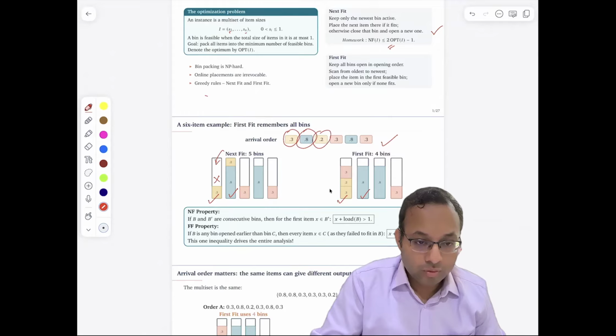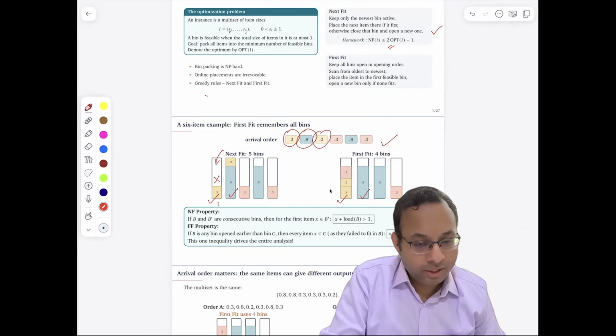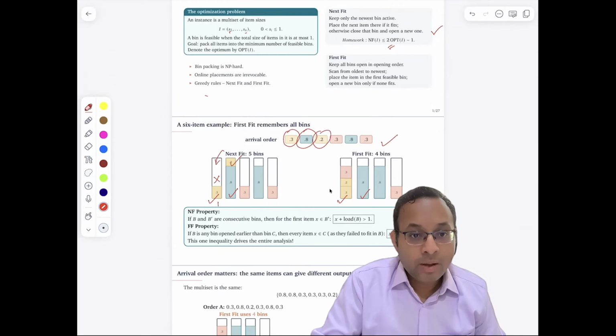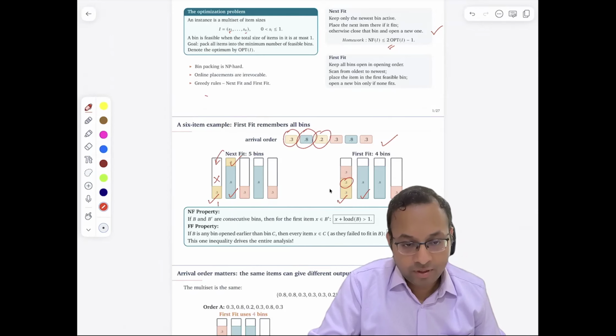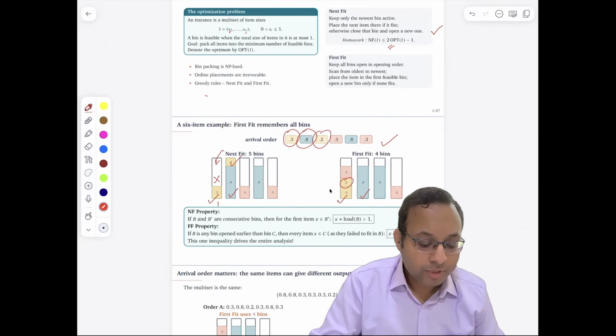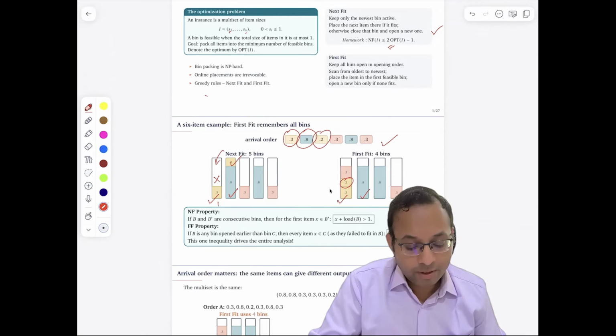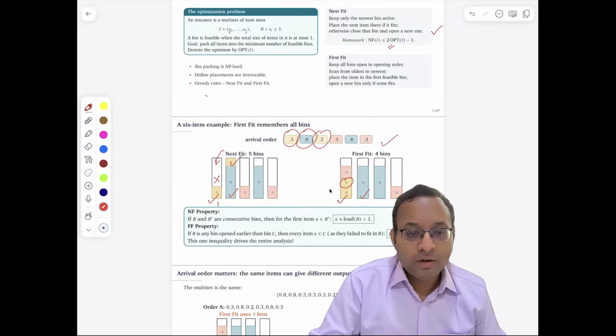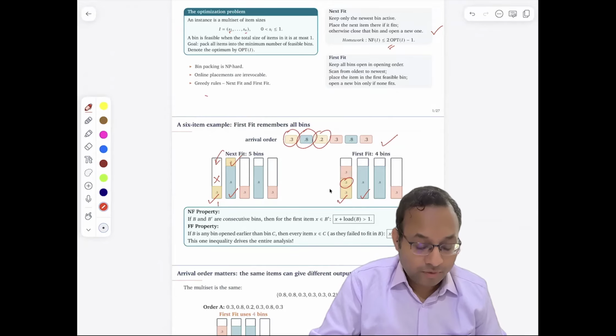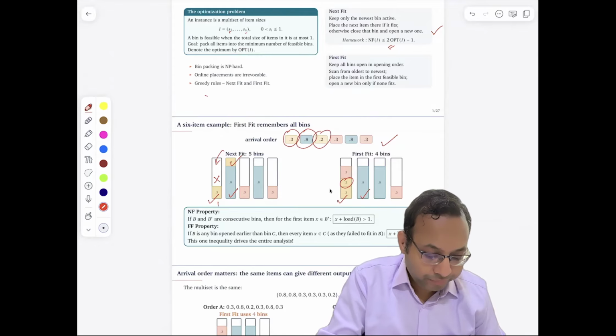The next item is 0.2. Now you have already closed the first bin in next fit, so you'll try to put the 0.2 in the second bin, which is the present open bin. It fits, so you place it there. But in first fit, you still look among the 2 open bins, and 0.2 can be placed in the first bin because there is enough space. The total space is 1, and only 0.3 was placed. So we can place it, and we'll place it in the first bin. So already first fit is differing from the next fit algorithm.